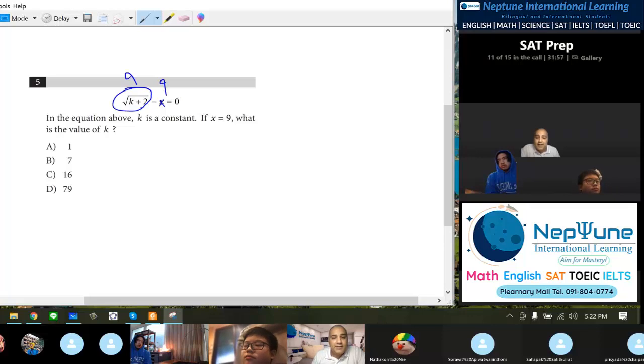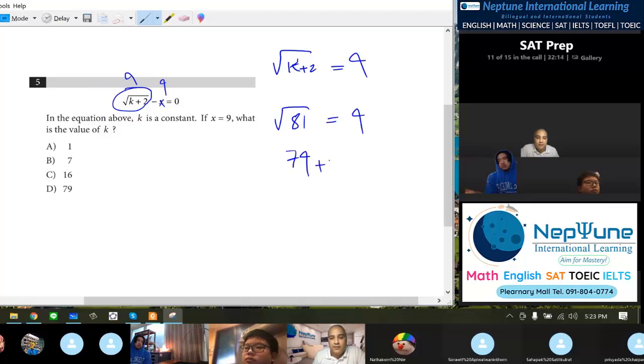Okay, root of what number is 9? Root of 81 is 9. So what plus 2 is 81? 79, plus 2 is 81. So the answer is 79. Clear? 81, 79 plus 2 is 81, so the answer is 79. Clear? So the question might look complicated, but just try to make it easier for yourself.